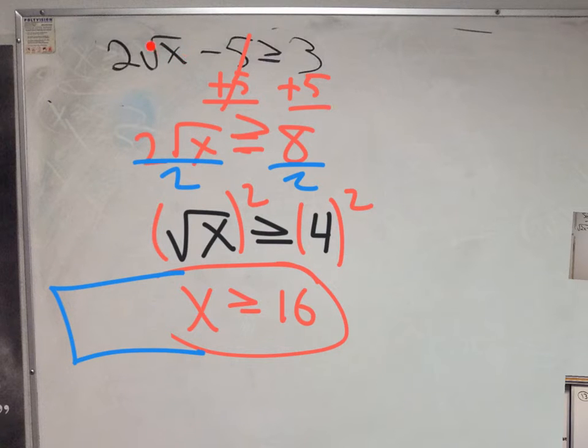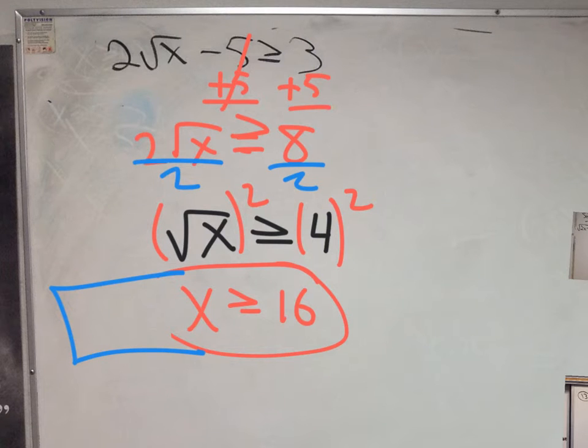The square root of 16 is 4. And 2 times 4 is 8. And 8 minus 5 is 3. And it's not greater than, but it is or equal to 3. So 3 is equal to 3. It works. And any number that's greater than or equal to 16, if I plug it in right here, it is going to work. Like if I plug in 25, that'll give me a 10 because 2 times 5 is 10, minus 5 is 5, and 5 is definitely greater than 3. So any number greater than 16 will work.